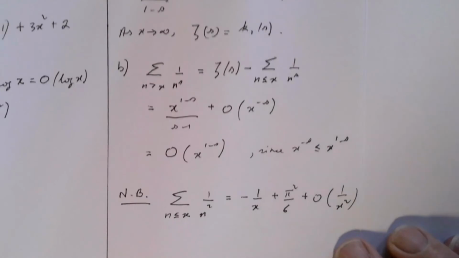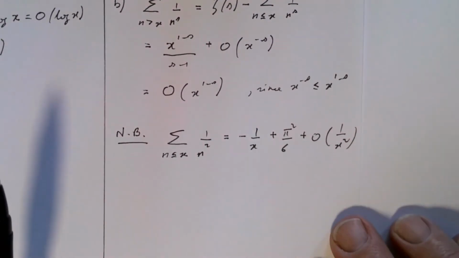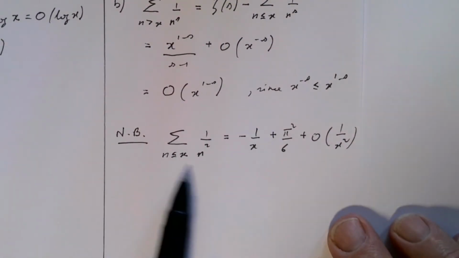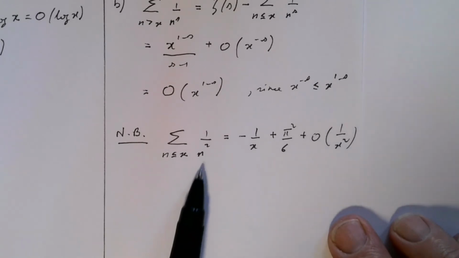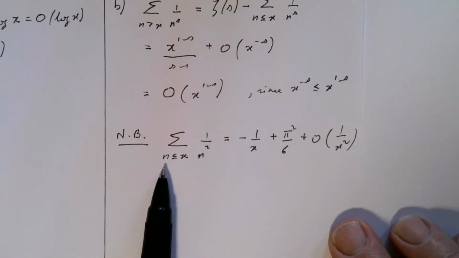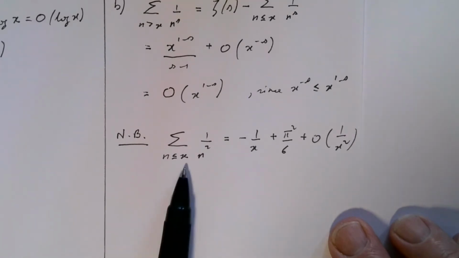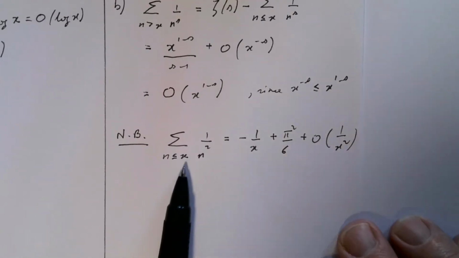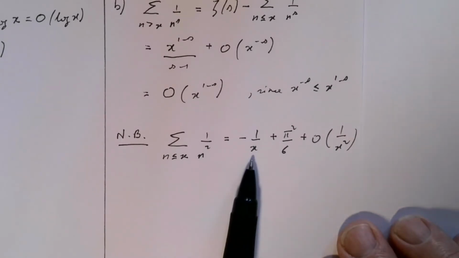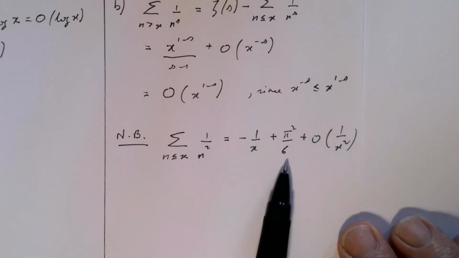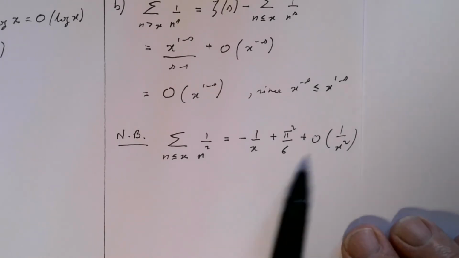Now, by the way, just observe here that in the case when s is 2, then this gives me this nice fact that the sum of the reciprocals of the squares for n less or equal to x, so it's a finite sum, is minus 1 over x. This is just putting s equals 2 into the formula above, plus zeta of 2, which is pi squared on 6, plus big O 1 on x squared.